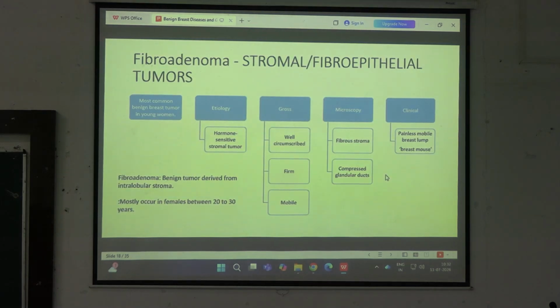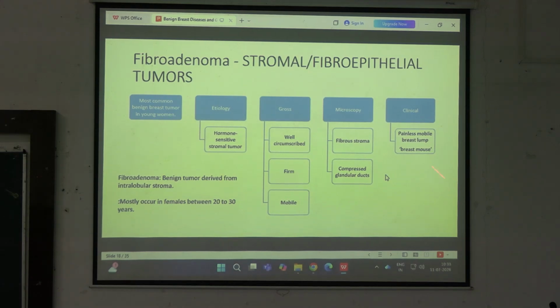Coming to fibroadenoma, this is the most common benign stromal breast tumor in young women. The most common benign condition is fibrocystic disease, but the most common benign tumor is fibroadenoma. It occurs mostly between 20 to 30 years of age, and it is derived from the intralobular stroma. Grossly, it is well circumscribed, firm, and mobile. Clinically, it presents with a painless, very mobile breast lump.